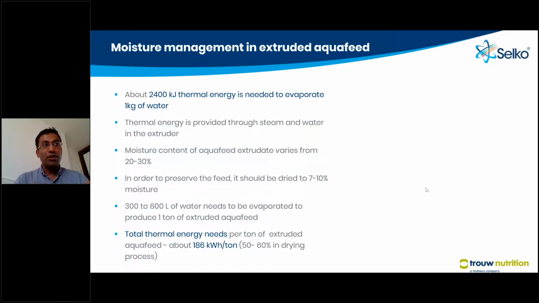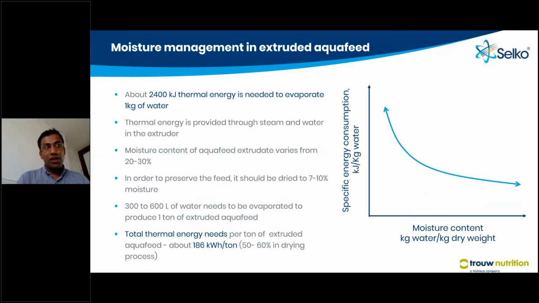That means to produce 1 ton of feed, we need to evaporate roughly 300 to 600 liters of water. The total thermal energy needed per ton of extruded feed is about 186 kilowatt-hours, and roughly 50 to 60% goes to the drying process. So if you are able to reduce the moisture in the process, you save a lot of energy in drying. Each percent reduction gives you about 8% savings in evaporation.